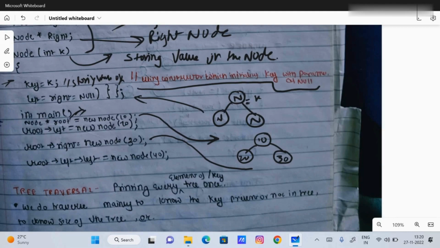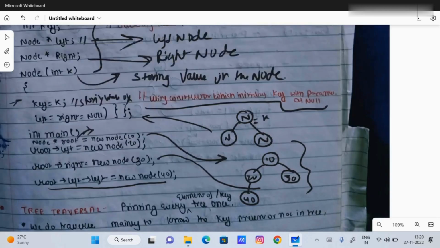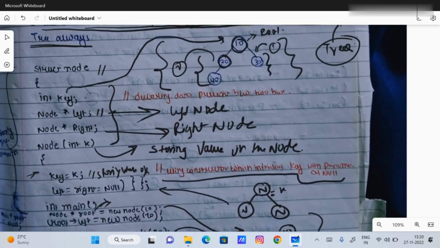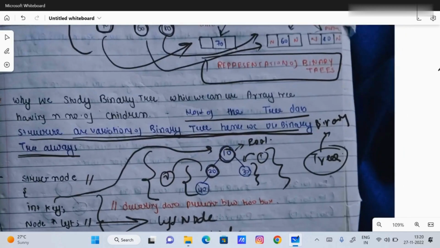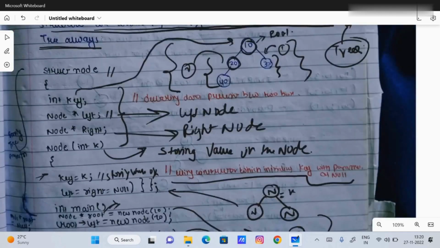Thereafter, root left's left is equal to new node 40. So what does it mean? Again, I'm making a node and storing the value 40. So this is the basic algo to make a node. Okay, understand? So this is the basic representation that we have seen of the binary tree.